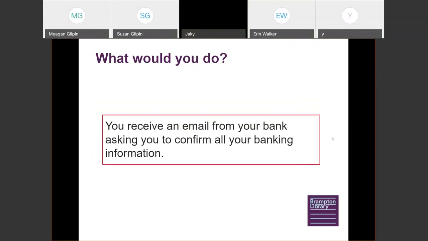All right, another question. What would you do if you received an email from your bank asking you to confirm all of your banking information? No way. Call your bank and let them know that this is happening so that they can alert other customers. But yeah, absolutely never enter any banking information online in this manner.